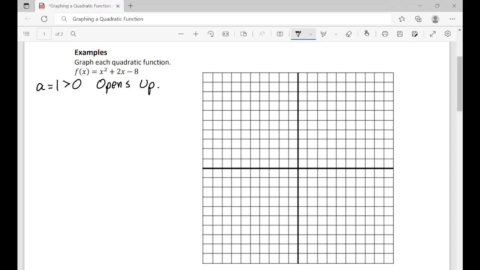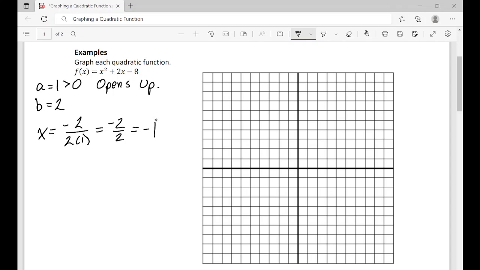Next, we're going to find its vertex. So we know what a is, and b is 2, so we can now find the vertex. So x equals negative b over 2a, which is going to give us negative 2 over 2, which is going to be negative 1.